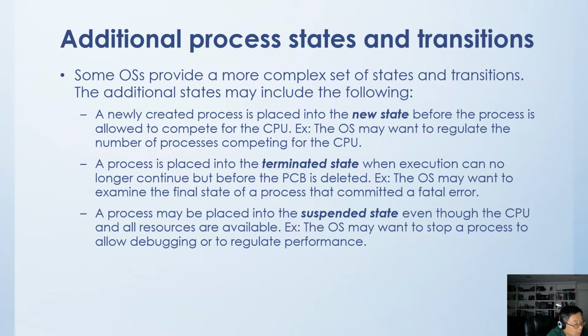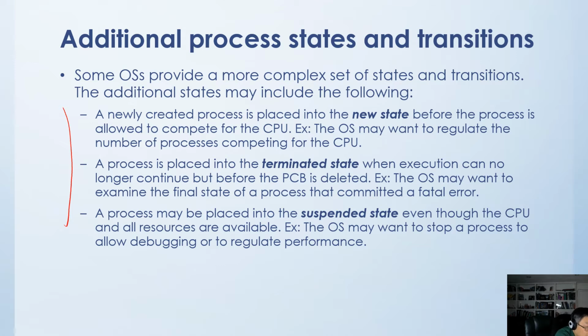As was mentioned in the previous slide, in most operating systems, a process has at least 3 states: ready state, running state, and blocked state. However, most operating systems provide a more complex set of states and transitions. So here are some examples.